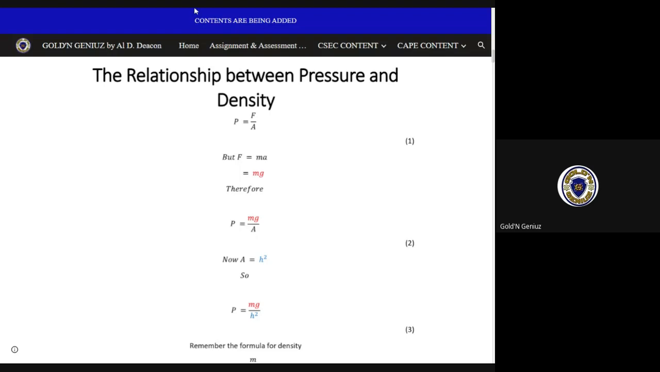If you're not looking at the screen, please do not answer. You should be paying attention to the screen. It's right here in front of us.